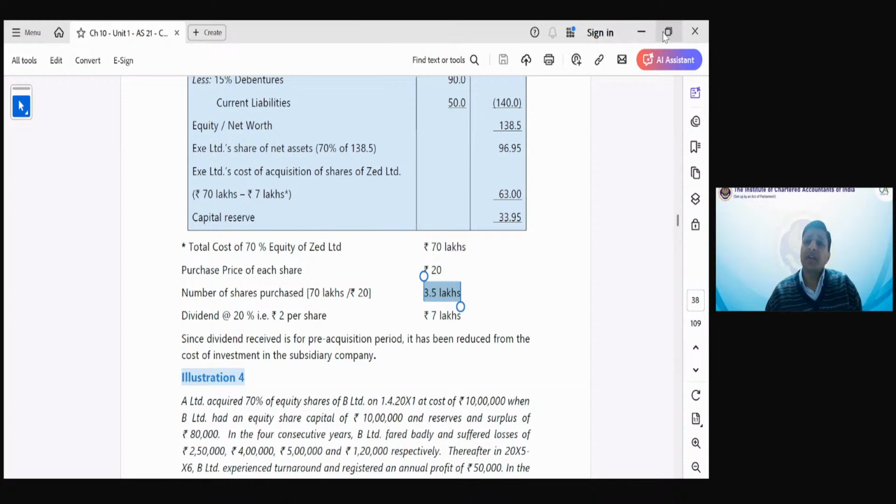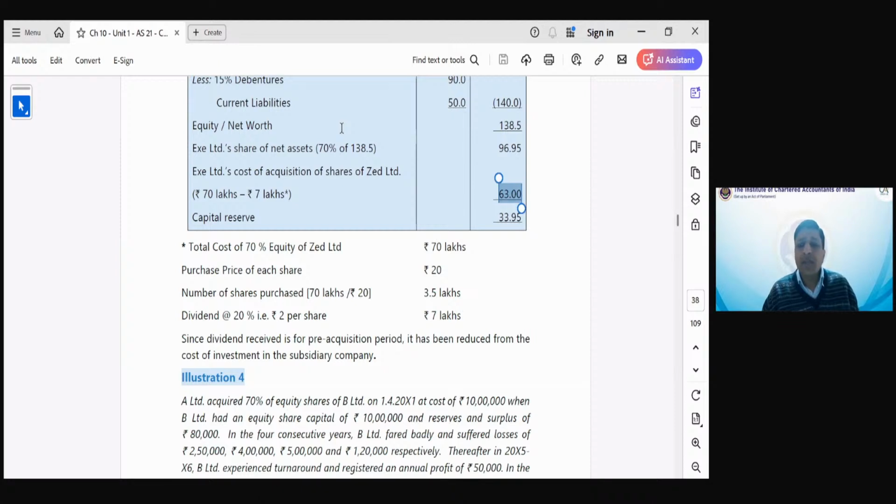Correct? Now, this 7 lakh is the dividend amount which has been paid out of pre-acquisition profits. What makes you say that? That is something we have already discussed. We have already assessed that any dividend which has been paid in the given question is out of pre-acquisition profits only. So that's why this entire amount will go and reduce the cost of investment. The cost of investment is 70 lakhs. From that 70 lakhs, you will reduce this 7 lakhs. So the cost of investment which you will use for calculation of goodwill or capital reserve is 63 lakhs.